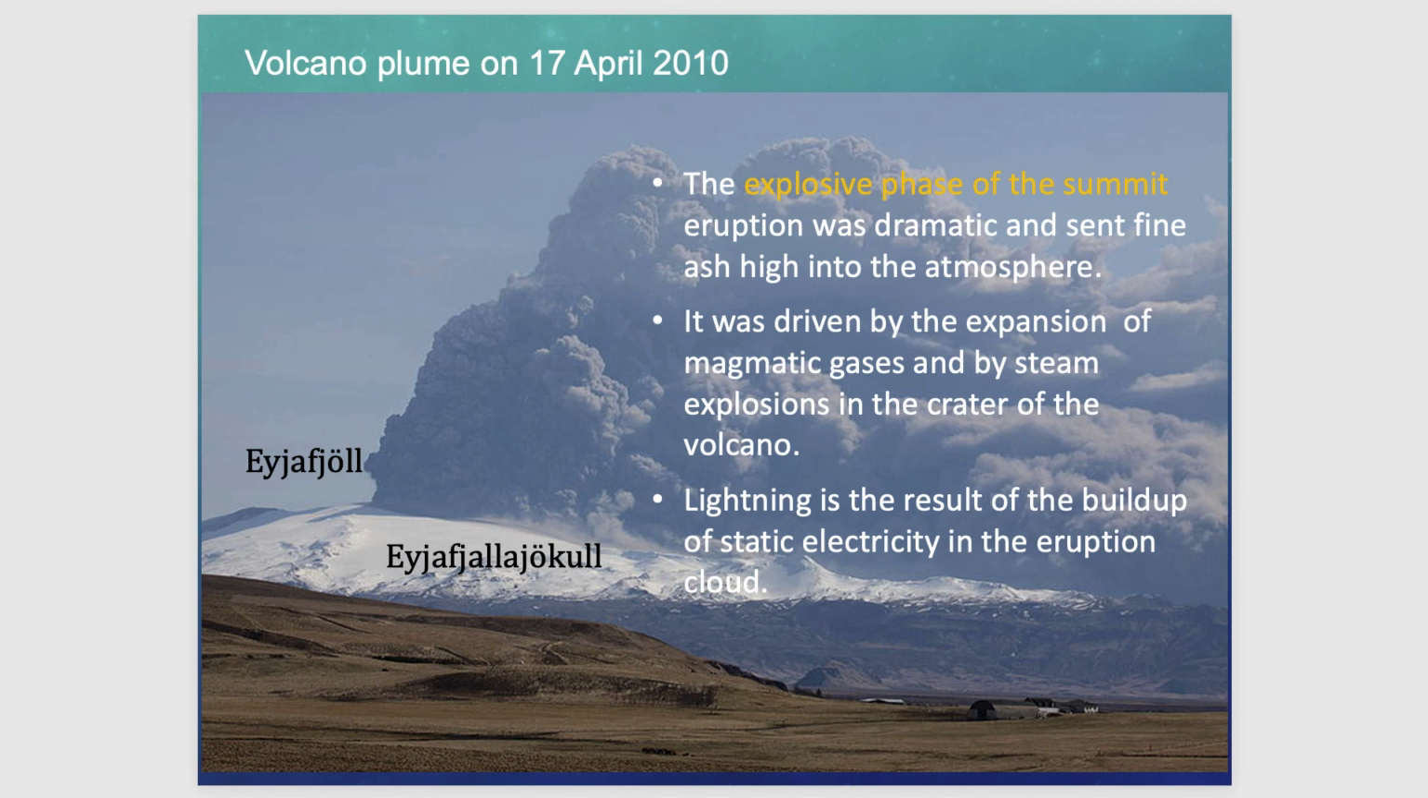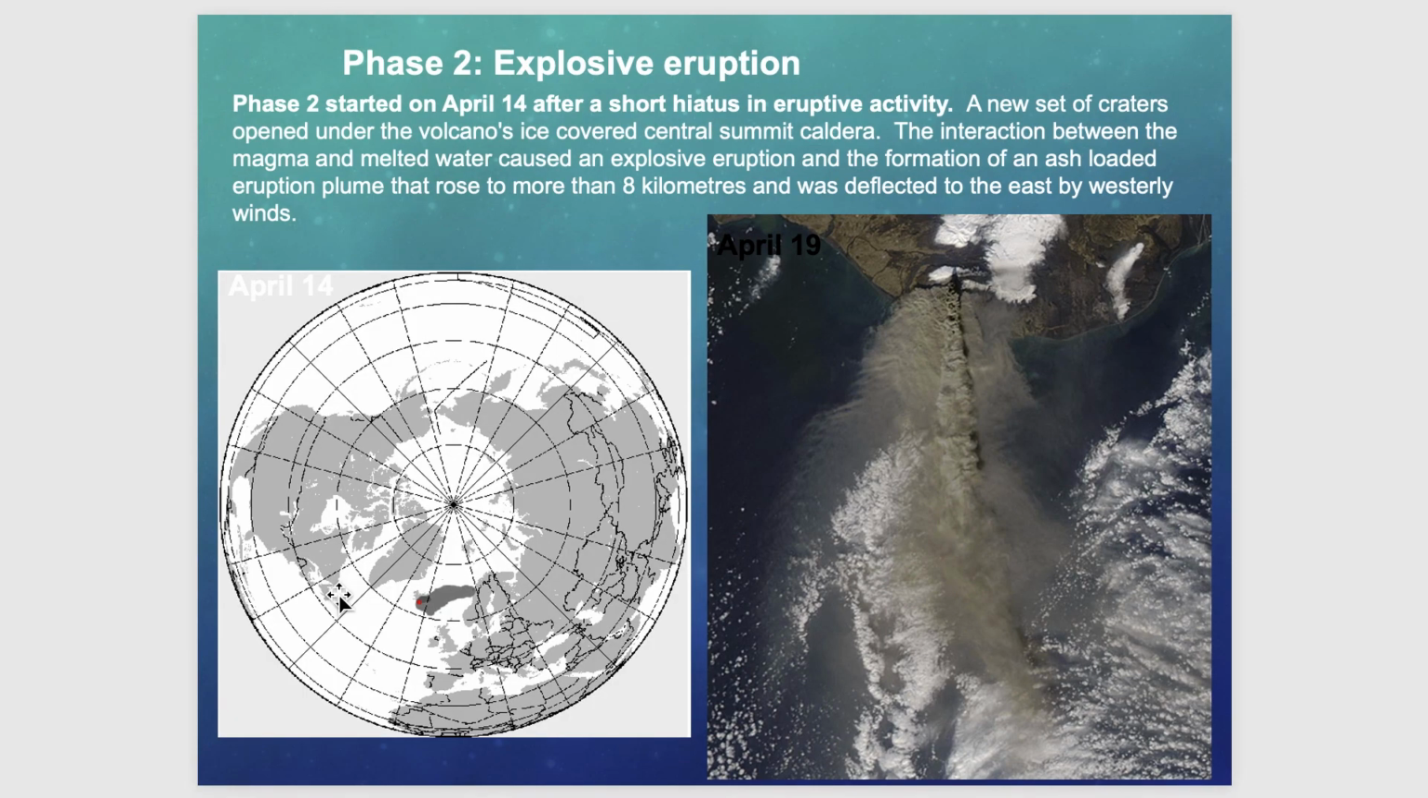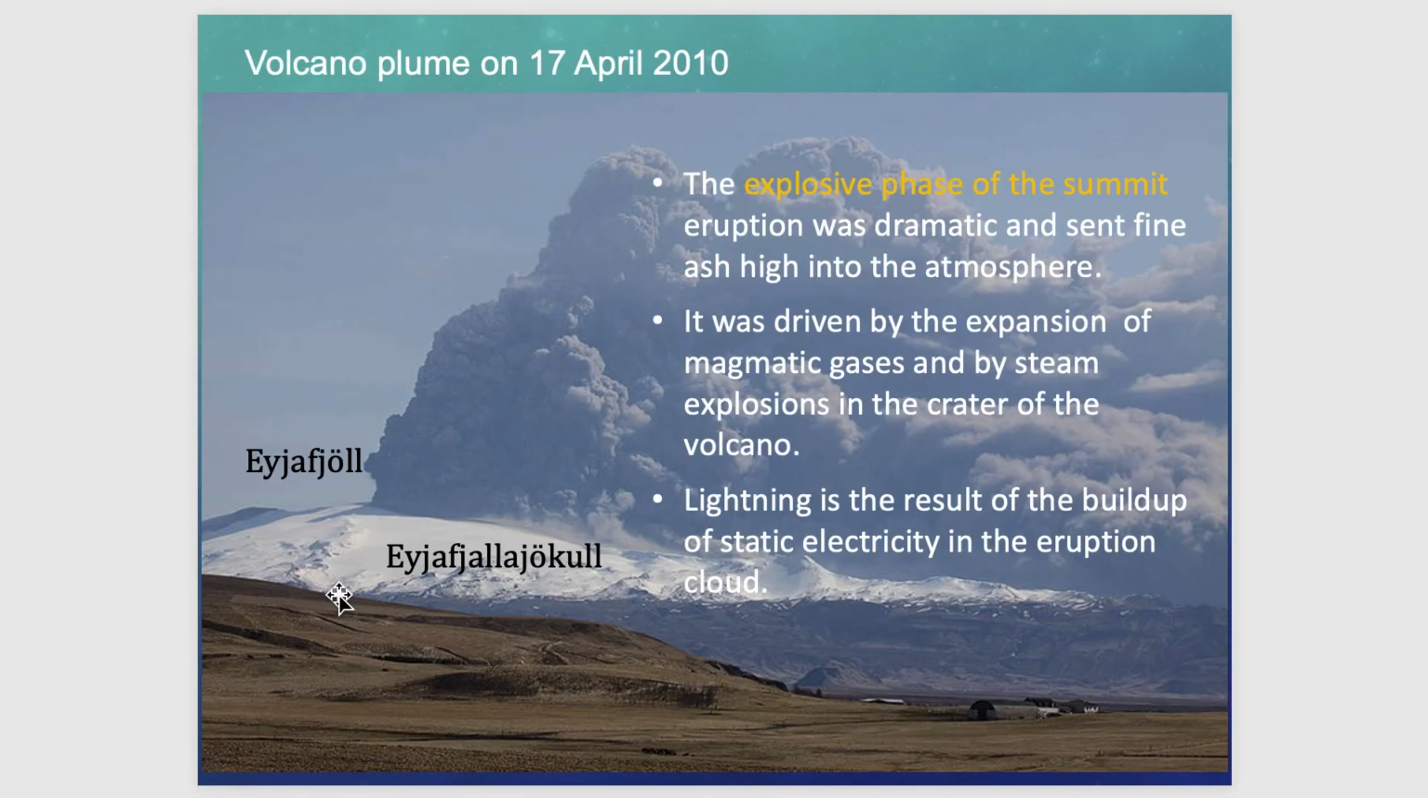It was driven by the expansion of magmatic gases and by steam explosion in the crater of the volcano, which is expected. And there were recorded lightnings, which are often the result of the buildup of static electricity because of the attrition that exists between the different particles that comprise the tephra.